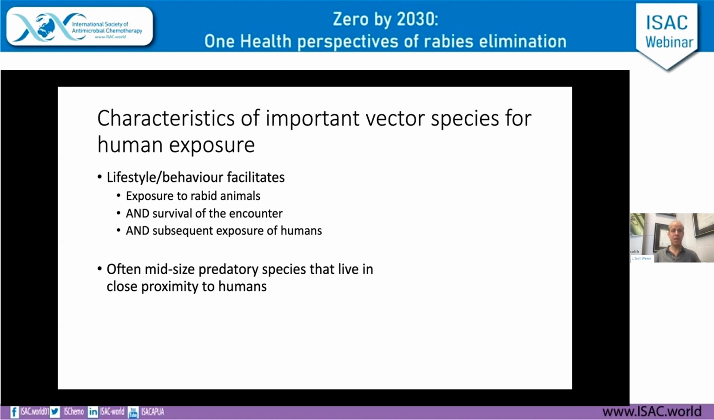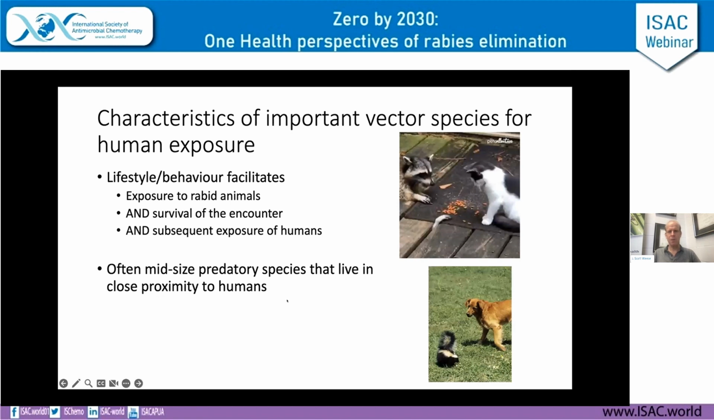So they've got to be exposed. They have to survive that encounter so they can subsequently develop rabies. And then they've got to have exposure to humans if they're going to pass it on to us. So this gets a fairly narrow range or types of species that could be involved. And usually we're looking at these mid-sized predatory species that live in close proximity to humans, and cats are a big option there. Dogs are also included in this.